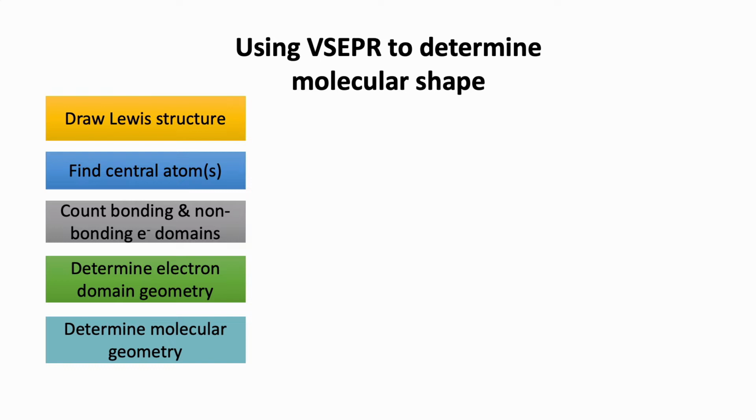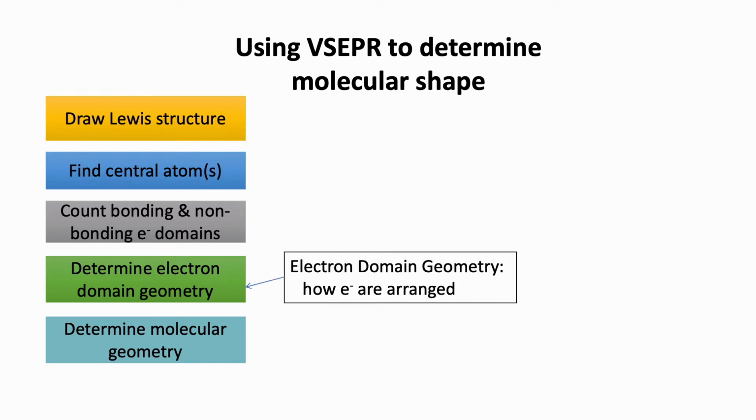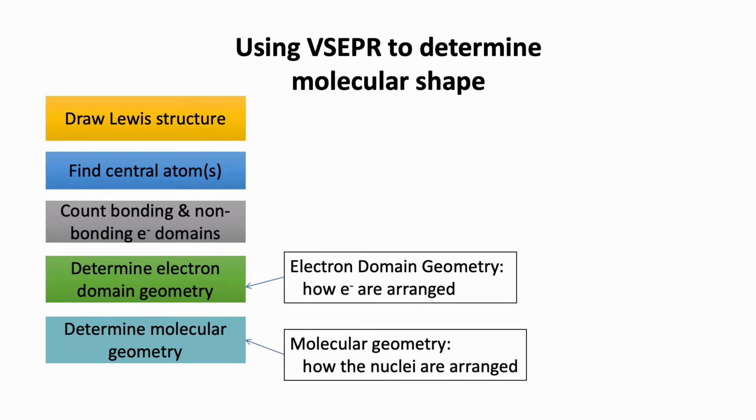So for each central atom, you're going to count how many bonding domains it has and how many non-bonding electron domains it has. You will use the total number of both bonding and non-bonding domains to determine what we call the electron domain geometry, which is how the electrons are arranged. And then we're going to use the number of bonding domains to determine the molecular geometry, which is how the nuclei of the various atoms are arranged. As we work examples, you will see the difference between electron domain geometry and molecular geometry.